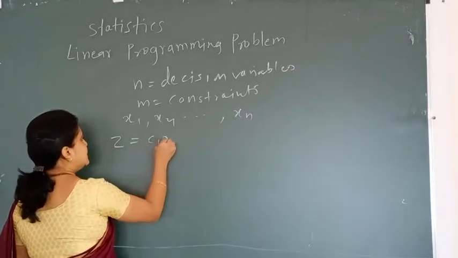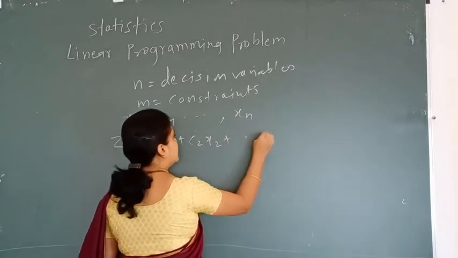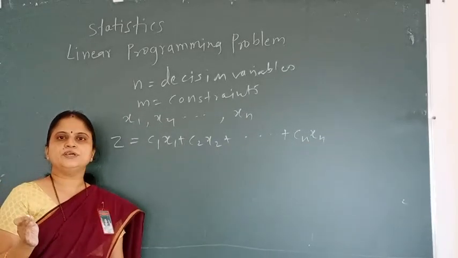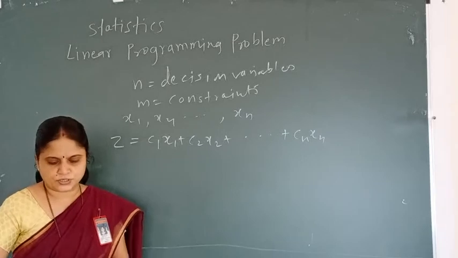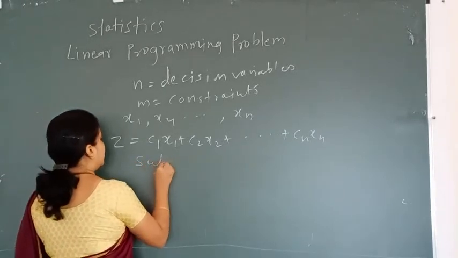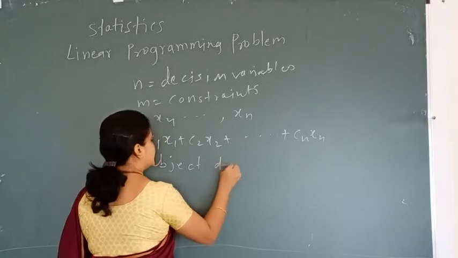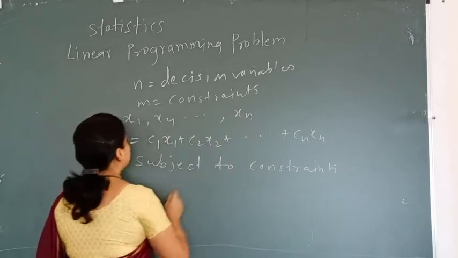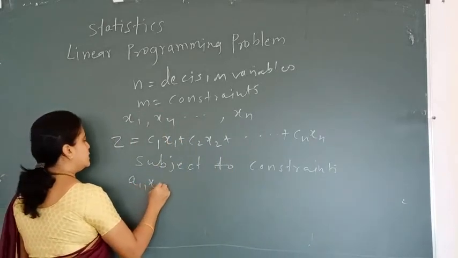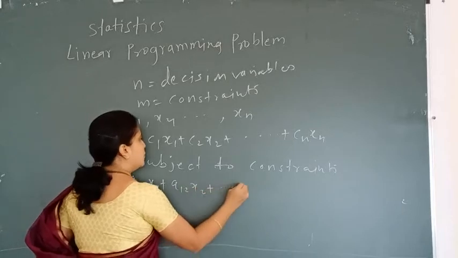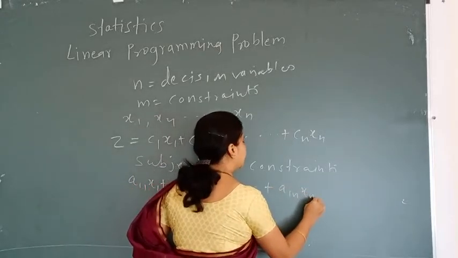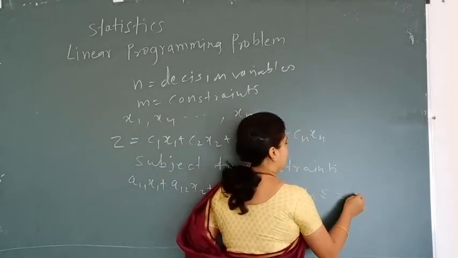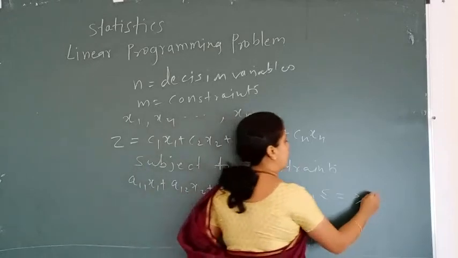We can write this as c1x1 plus c2x2 plus so on up to plus cnxn. This is my objective function and we need to optimize it. Now this objective function is subject to some constraints, and these constraints can be written as a11x1 plus a12x2 plus so on up to plus a1nxn. This equation may be less than or equal to, equal to, or greater than or equal to the value b1.